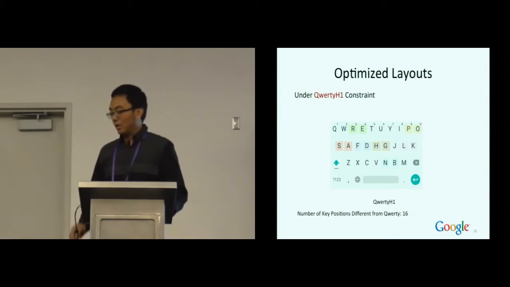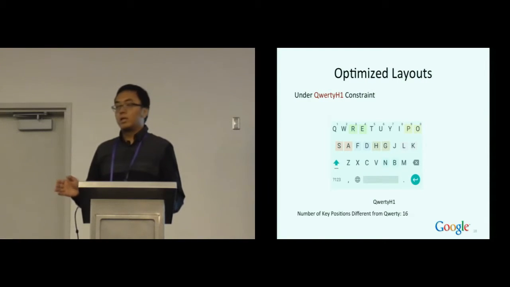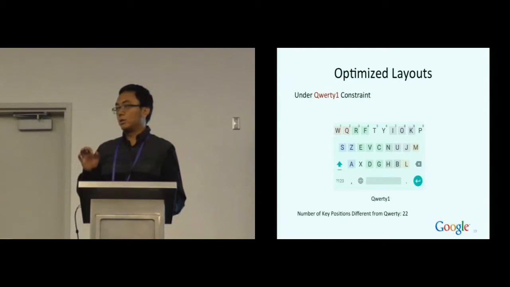And this is the optimized layout under the Qwerty H1 constraint. You can see that we have 16 keys moved to new locations. And this is the layout we got under the Qwerty 1 constraint. 22 keys change their positions.